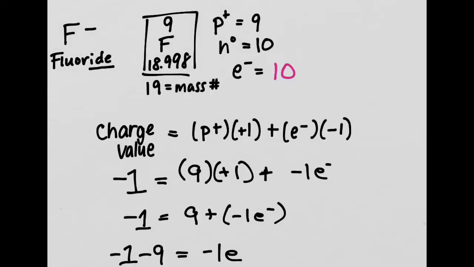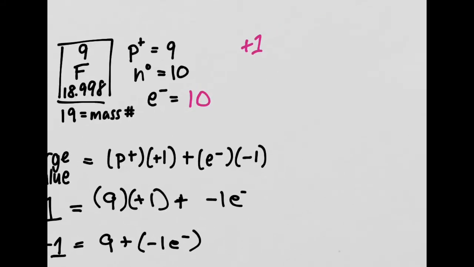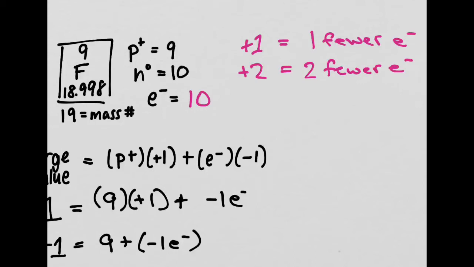So something you might have noticed at this point is that if I have a positive charge in one direction, it just means that I'm missing that many electrons. So if I have a +1 charge, then I have one fewer electron. If I have a +2, it's going to be 2 fewer. And the same thing goes in the opposite direction. If I have a -1 charge, then I'm going to have 1 extra. And a -2 charge is going to be 2 extra.